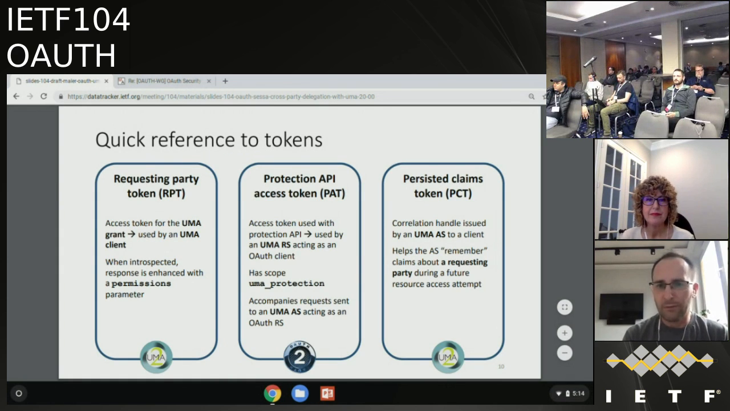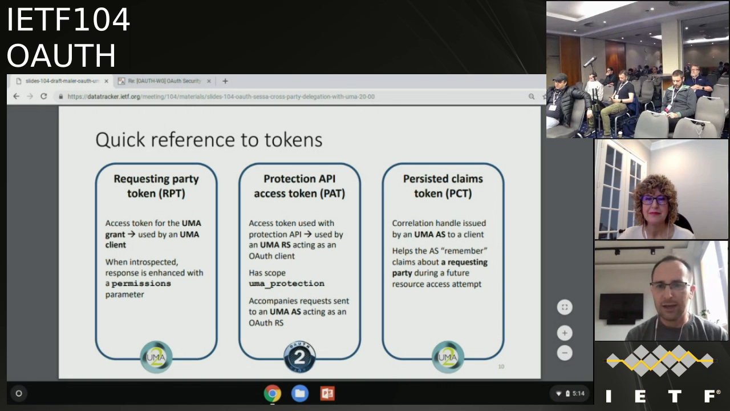Okay, and a quick reference to tokens. If you recall the diagram presented earlier showing the two specs and the two different mechanisms that we have in UMA, then there are three main tokens in the flows that we use. I'll start with the protection API access token, the PAT. The protection API access token is a token that allows the interaction between the resource server and the authorization server. The resource server in that interaction acts as a plain OAuth client.